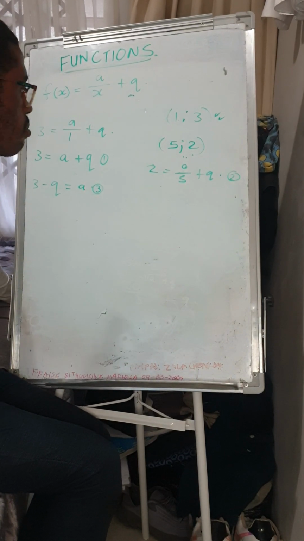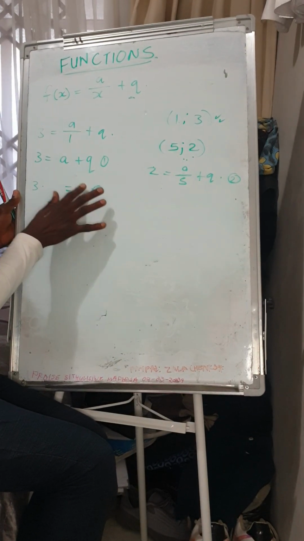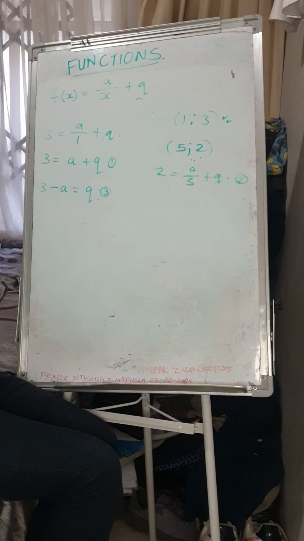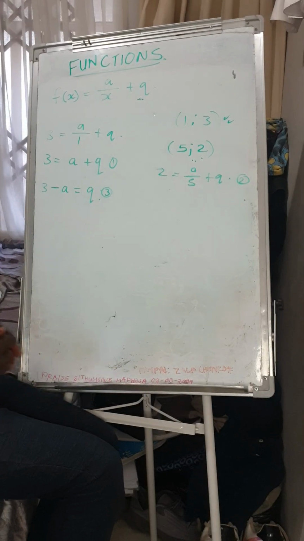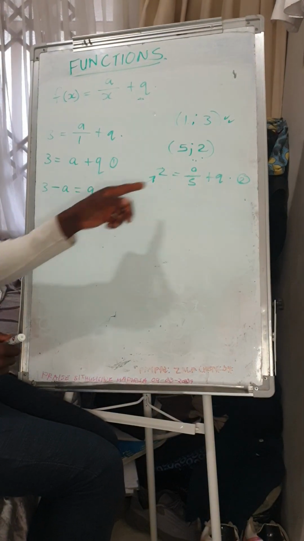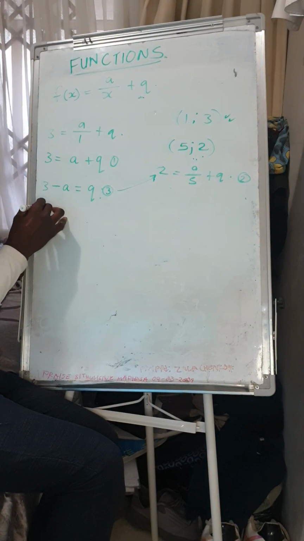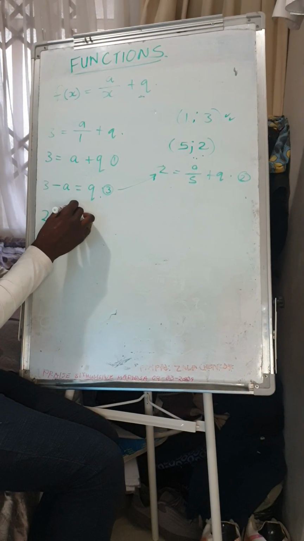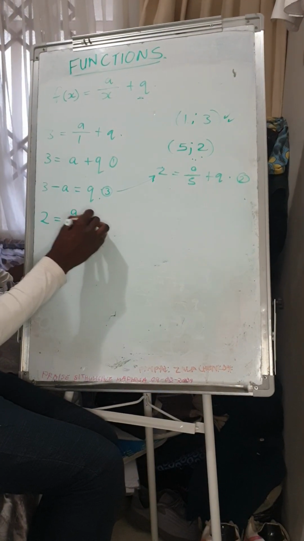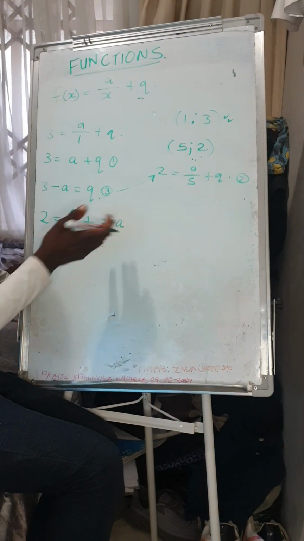So probably let me manipulate this other one. Yeah. Let me say minus a equals q. Yeah, I think that's gonna be perfect. Now I can take this one and put it there. Equation 3 into equation 2. So I will have 2 equals a over 5, then plus this one, which is 3 minus a. That's the value of q, whatever.